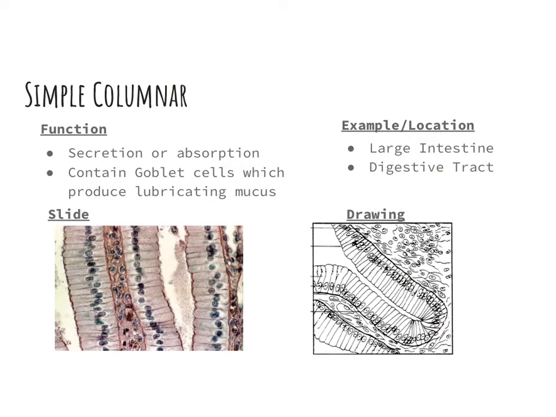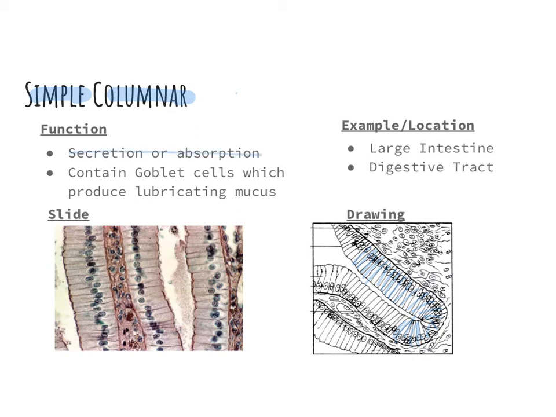Next, we're going to discuss simple columnar. So simple meaning one layer, and columnar, column-shaped cells. If you look at the image of the drawing, you can see that all of these are a single layer of column-shaped cells. And if you're looking in that picture and you see almost like a loop of simple columnar tissue, that's because we're looking at an image of the intestines. So if you think about the intestines folding and looping through the abdominopelvic cavity, that's what you're looking at there. So what do simple columnar tissues do?